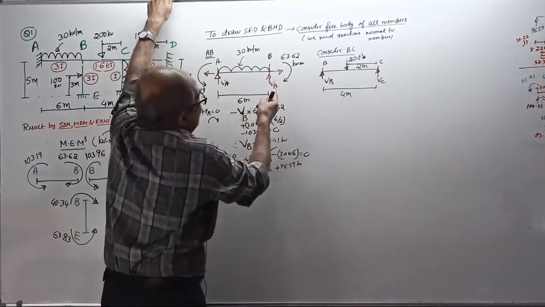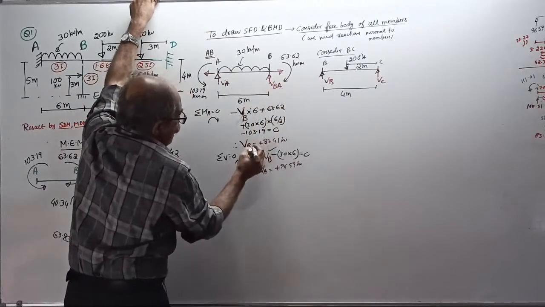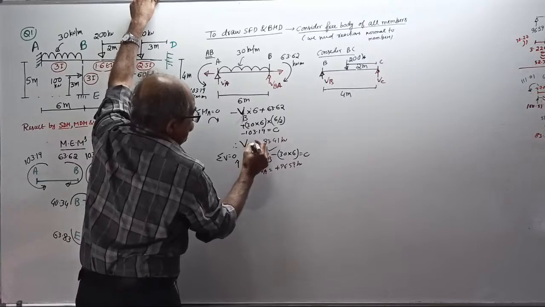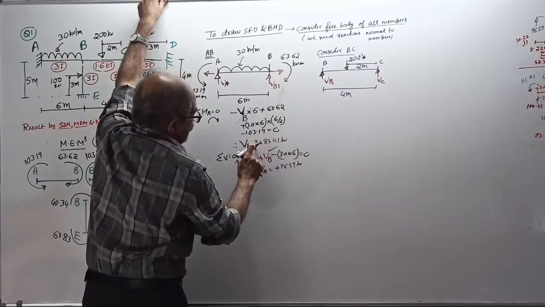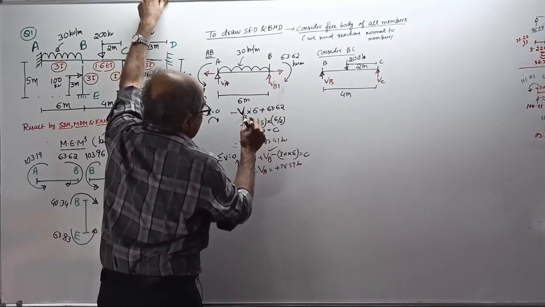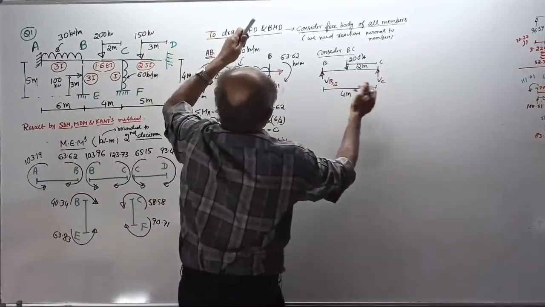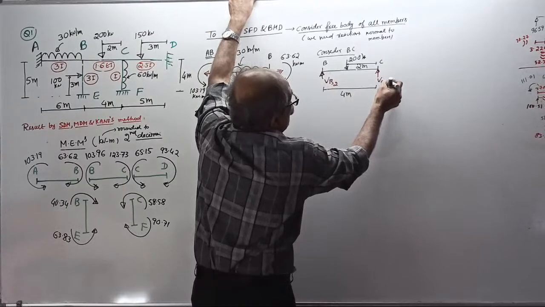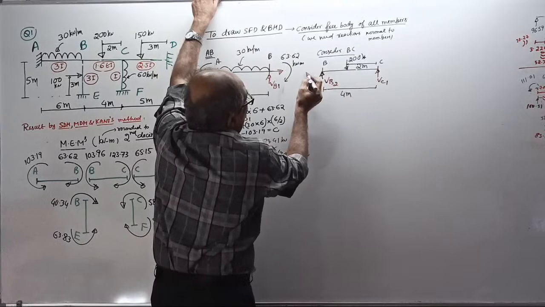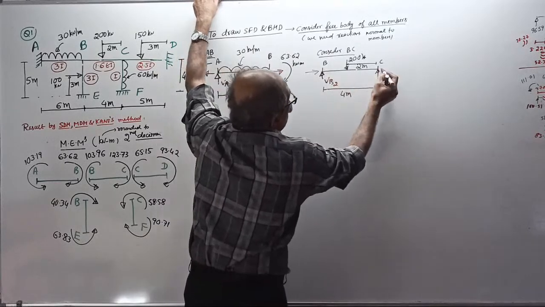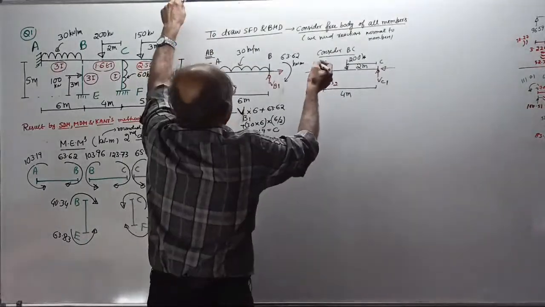You can do one thing. This VB you can call VB1, or VBA. This I will call VB1. This I will call VB2. And this is VC. Once again it comes, I will call VC1. Then, this member I am expecting axial compression. You don't bother, I know it is surely axial compression. Then, there is a moment here.